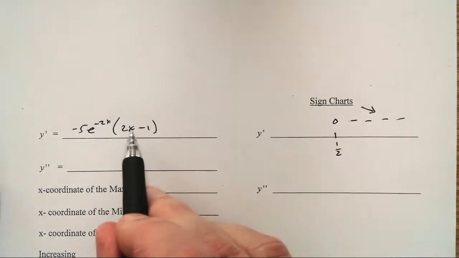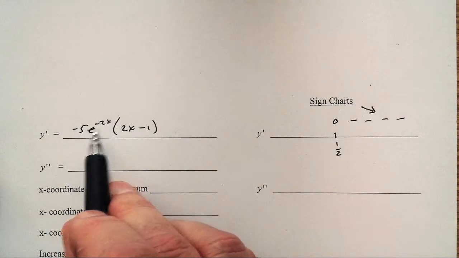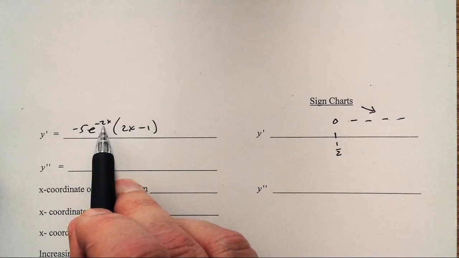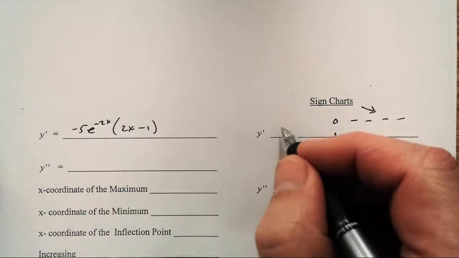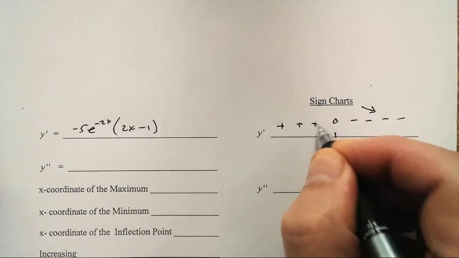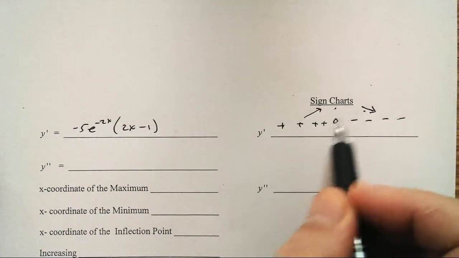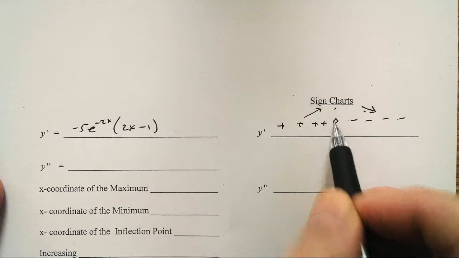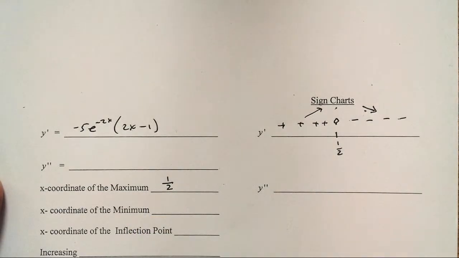Let's put in a big negative like negative 10. Put in negative 10 and I get negative 5 times e to the 10th. That's negative. Put in negative 10, I get negative. Negative times negative, positive. So our graph goes up, it levels off, it comes down, we have a maximum. The x coordinate of the maximum is 1/2.